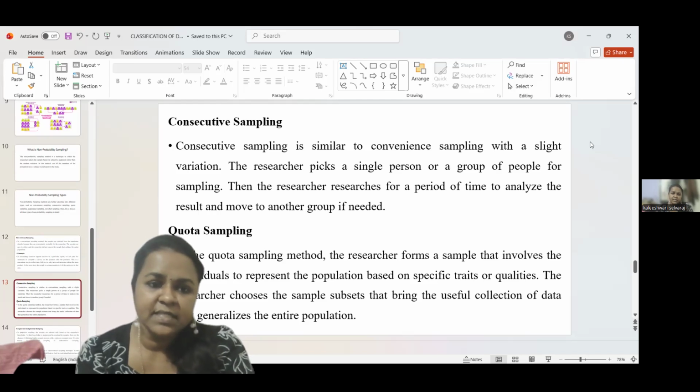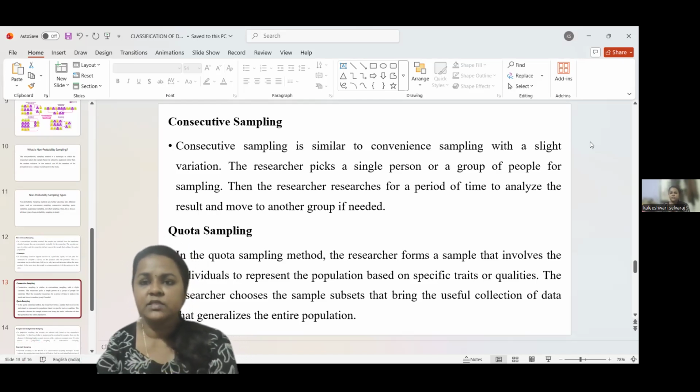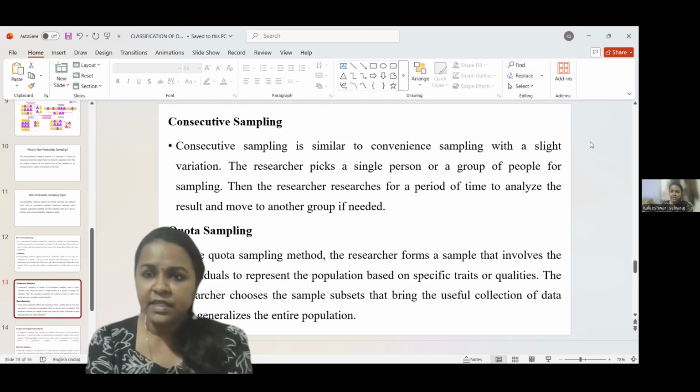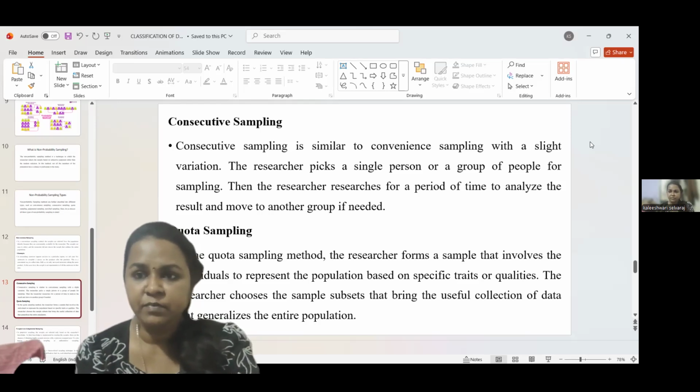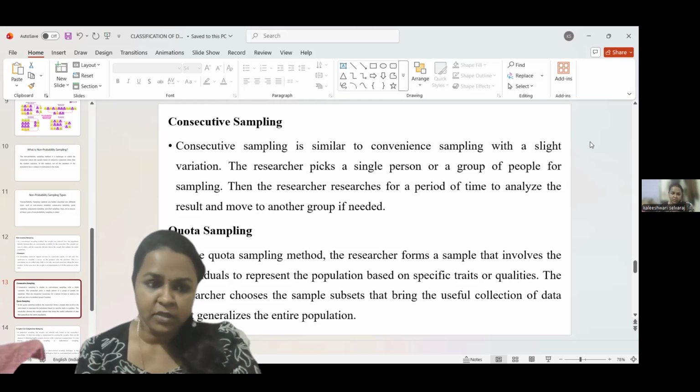And then comes the quota sampling. So in this quota sampling method, the researcher forms a sample that involves individuals to represent the population based on some qualities or some traits. So the researcher chooses the sample subset that brings the useful collection of data that generalizes to the entire population. So this will help only to focus on that particular quality of people, and the researcher will conduct that research on that particular set of group only.